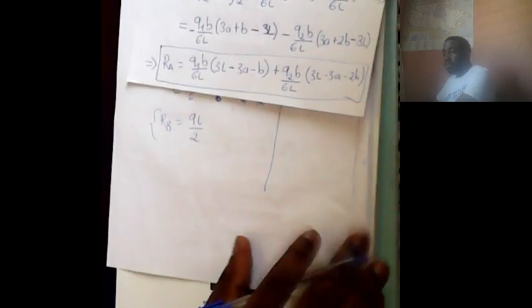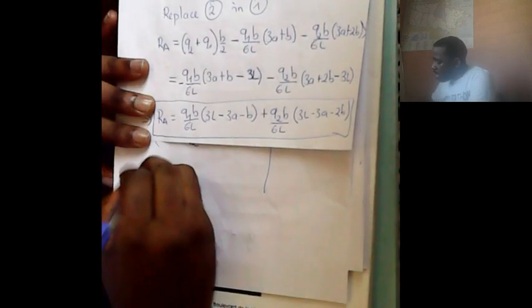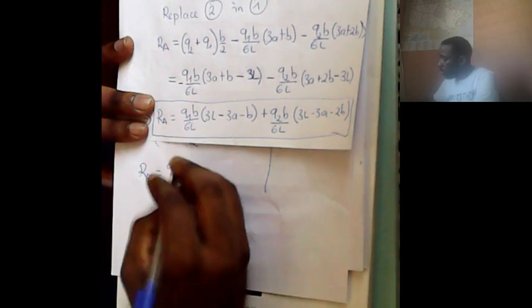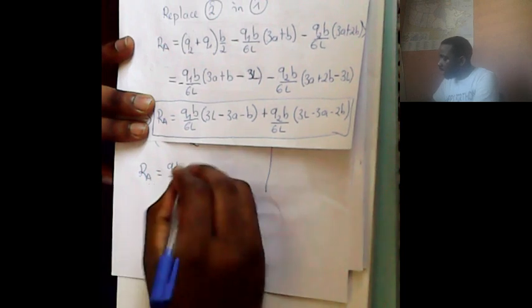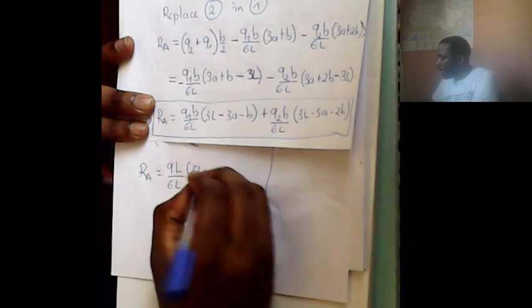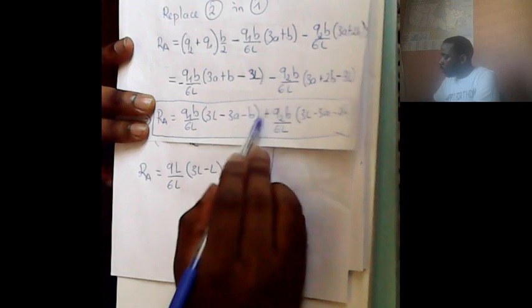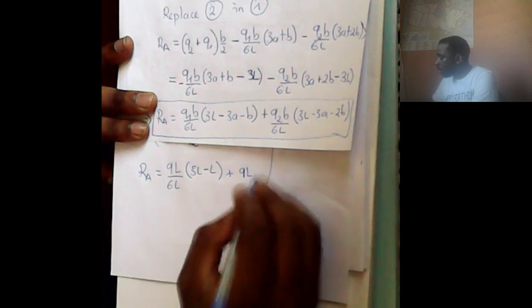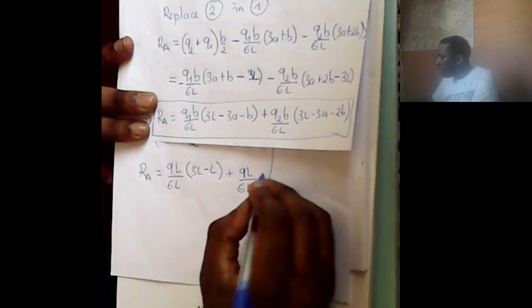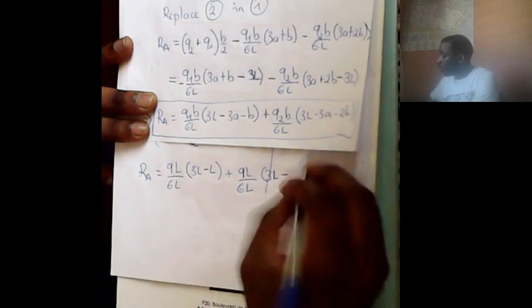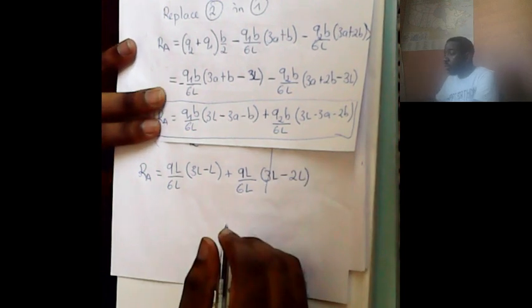This is the formula for RA. So for RA, our Q1 is Q. Our B is equal to L, divided by 6L. And then we have 3L. That one does not change. A is equal to 0, but B is equal to L, so minus L. And then with this one, plus our Q2 is Q, and our B is L, divided by 6L, all of that times 3L minus A here is equal to 0, so it will be minus 2L, right?